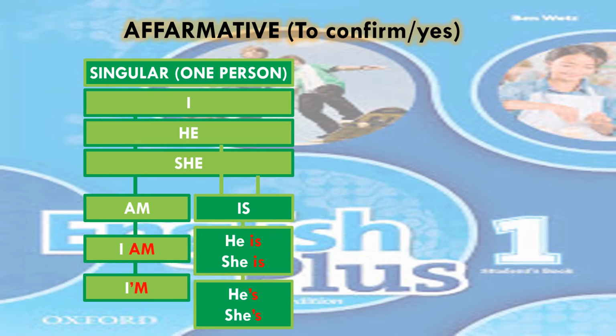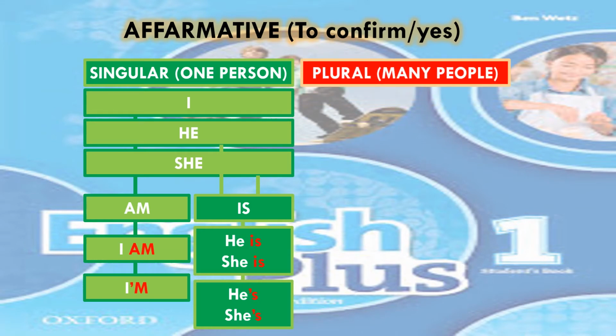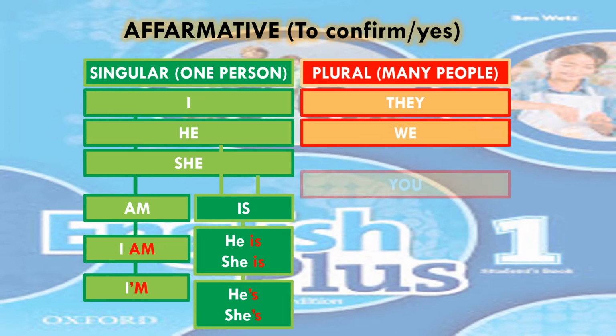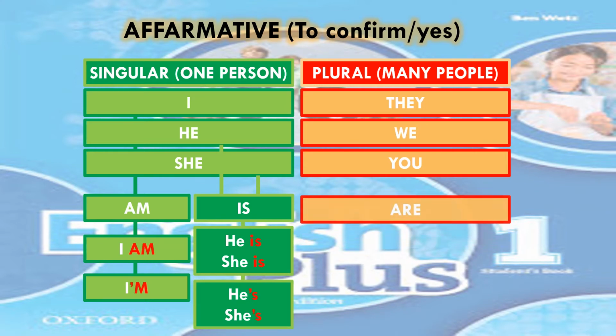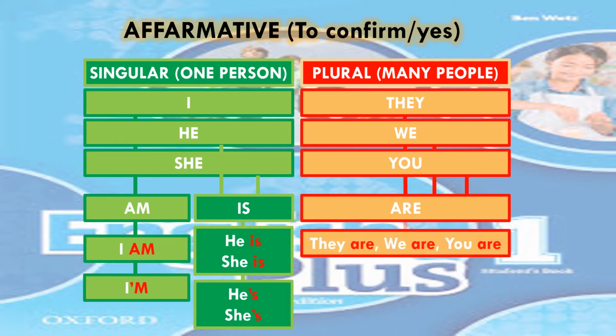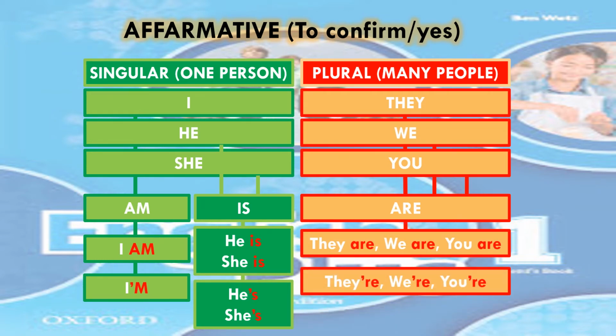Okay, the next one, we have plural pronoun, means many people. We have they and we, and then the special you. Okay, so for this plural pronoun, or many people, when we want to confirm or say yes, we use they are, we are, or you are. Or you can just say they're, we're, or you're. Okay, so this first one is to confirm, to say yes, to agree.